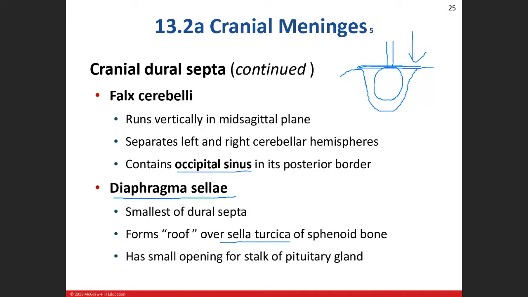I tried really hard not to call it the pituitary stalk. That's another name for it, but you guys can't say that. Right? It's the infundibulum. All right.